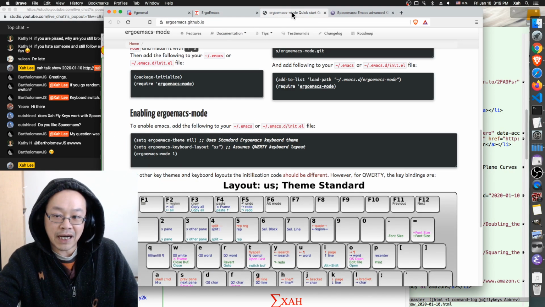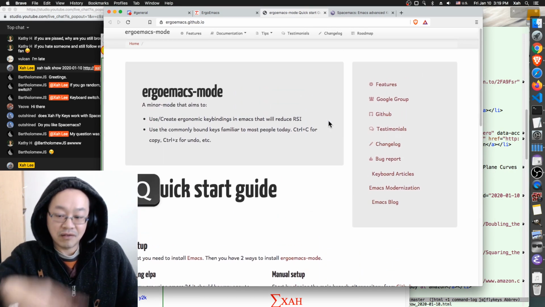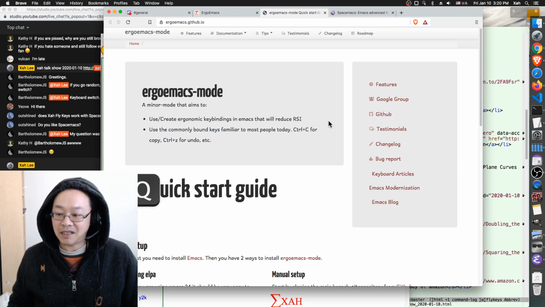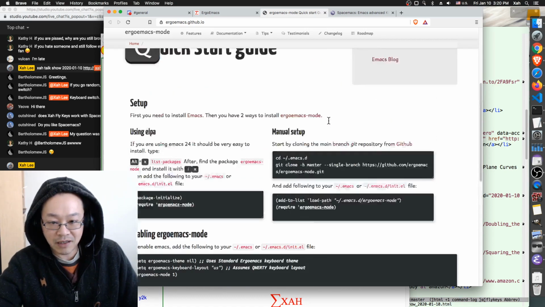But anyway, ergoemacs since around 2012, 2013 is now led by Matt Fiedler, a great guy. I have not met him, but in fact, he has made major changes. He has basically rewrote the engine. So that's ergoemacs.